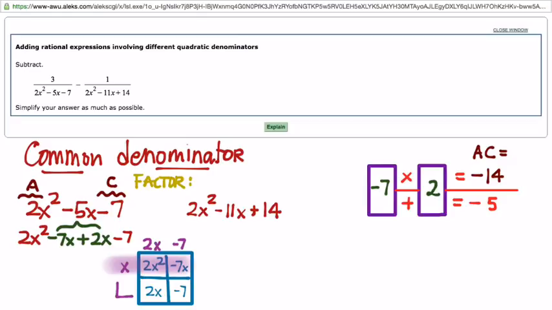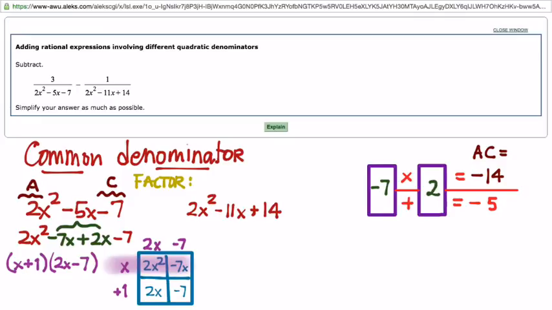Two x times what gives me 2x? 1. And sure enough, negative 7 times 1 also gives me negative 7. All of which is to say, how does this denominator factor? What are the two binomial factors that we get? They come from that first row and that first column. X plus 1 times 2x minus 7.